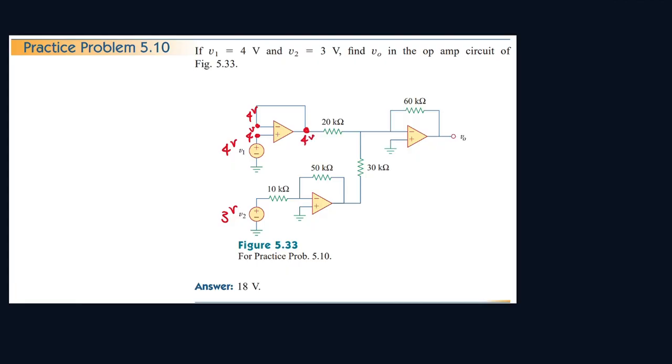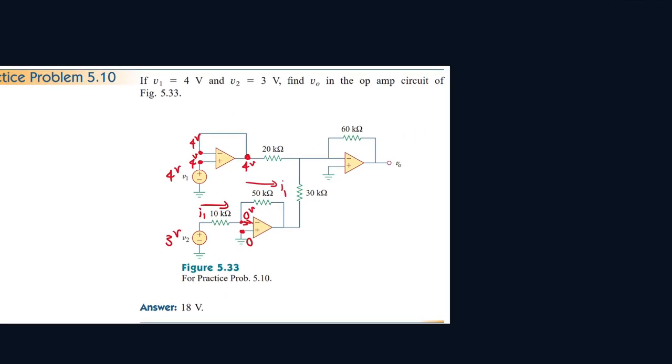Now this op amp, we see the voltage here will be 0, and that makes the voltage here 0 as well. And since the current passing through this wire is 0, we can practically ignore it. So the current passing through here, let's call this I1, will be the same as the current passing through here. So this will also be I1. Okay? And then there'll be a current of I2 here.